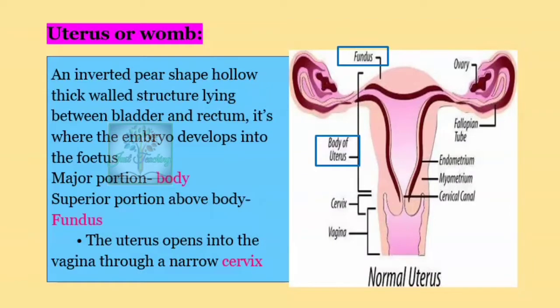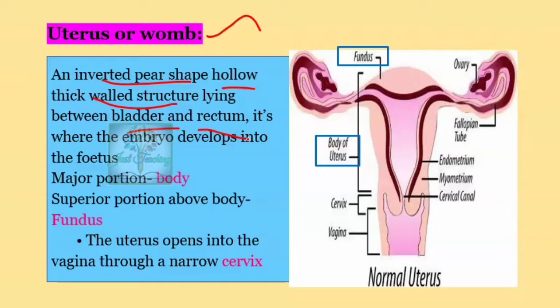Next we will see the uterus. The second accessory duct of the female is the uterus, which is also called the womb. The structure of the uterus is an inverted pear-shaped structure. It is a hollow, thick-walled structure which lies between the bladder and the rectum. As you know, the uterus is a hollow structure.